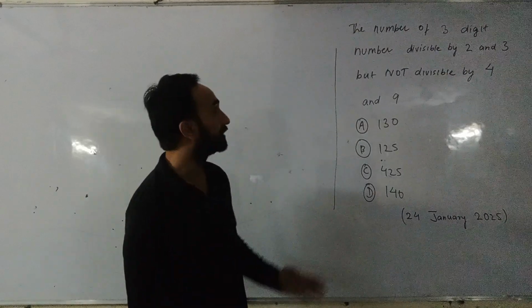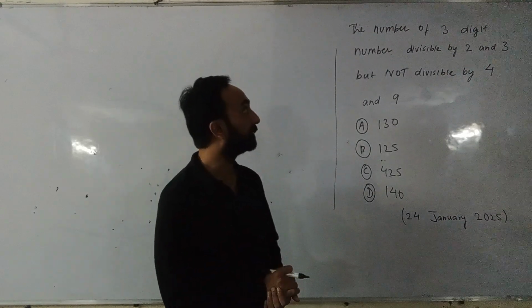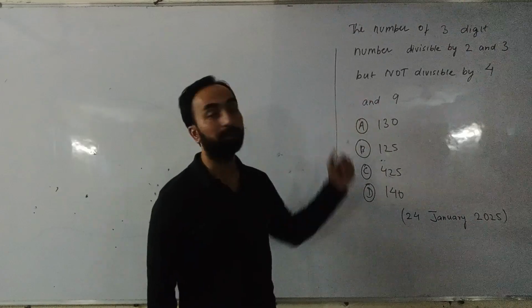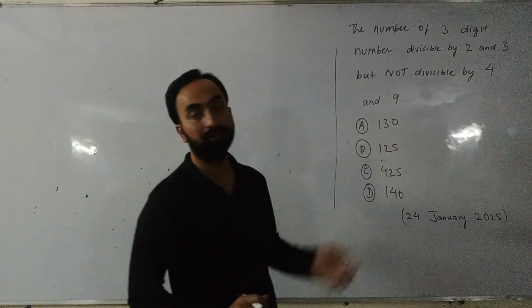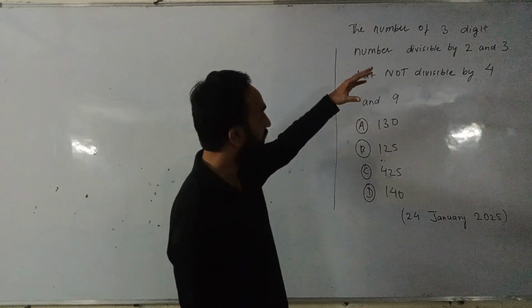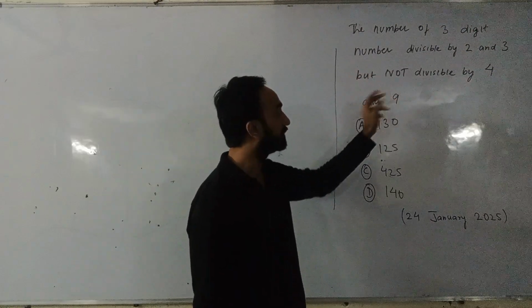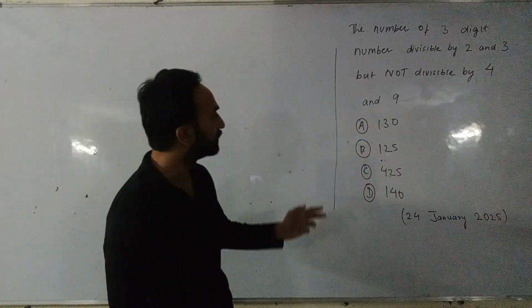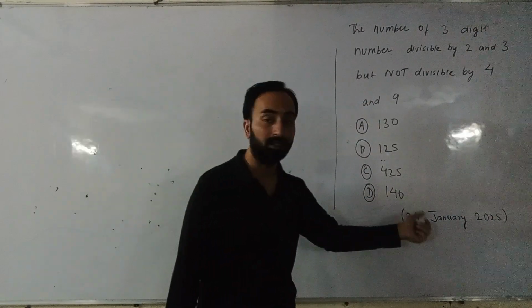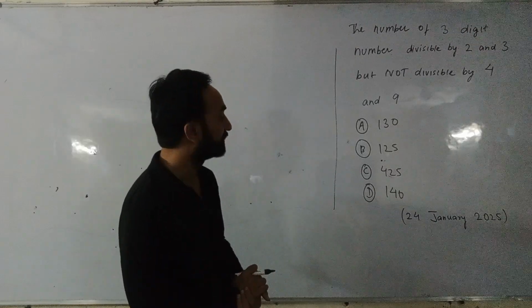Okay, so we have the next question. The number of 3-digit numbers divisible by 2 and 3 but not divisible by 4 and 9. So we have to count the number of 3-digit numbers that are divisible by 2 and 3 but not divisible by 4 and 9. This is the question that was asked on 24 January 2025 mains.